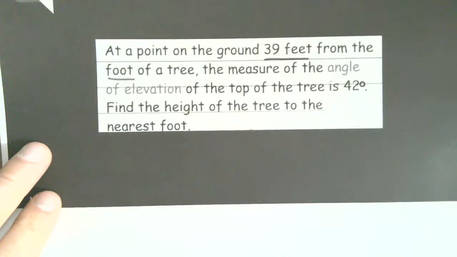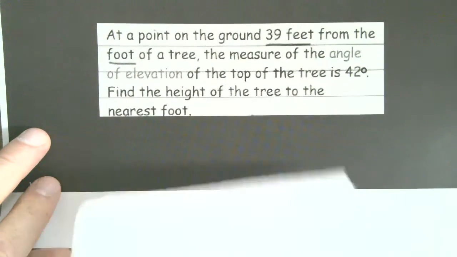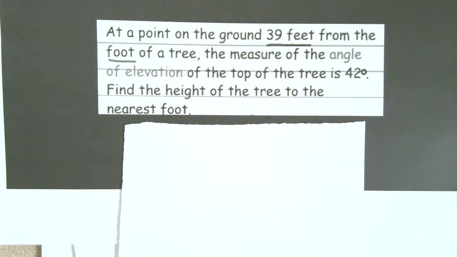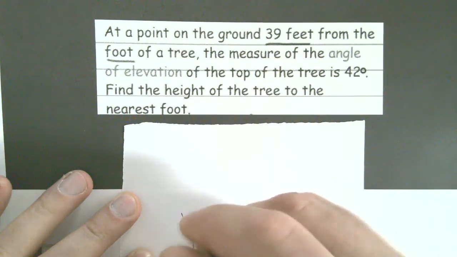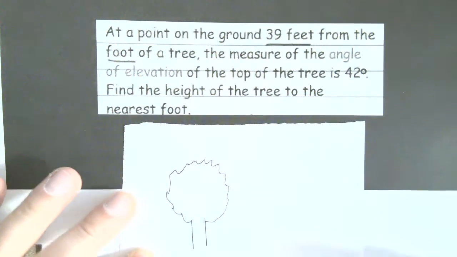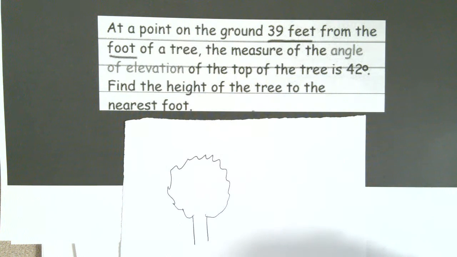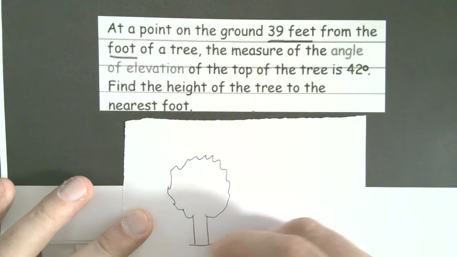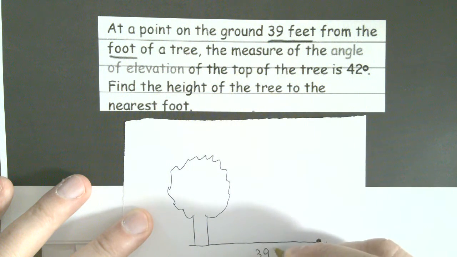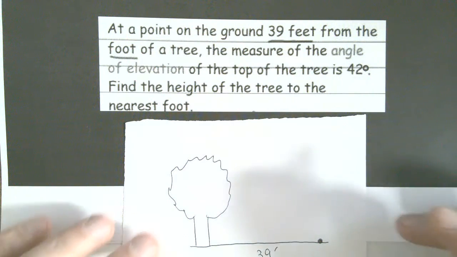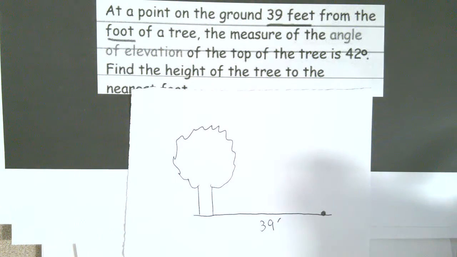On all of these, the first thing you're going to want to do is draw a picture. That's probably, I think, the hardest part of the problem. Once you get it set up, it really just becomes a trig problem like we did last week. So we have a tree here. Again, you don't have to be an artist to draw a tree. So here's my tree. I know that I have a point on the ground that's 39 feet from the foot of the tree. So if I extend a little horizontal line and make a point, we could say it's a rock, just something that's 39 feet from the base.